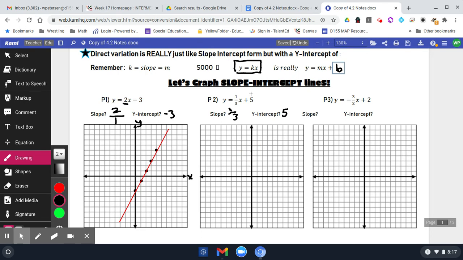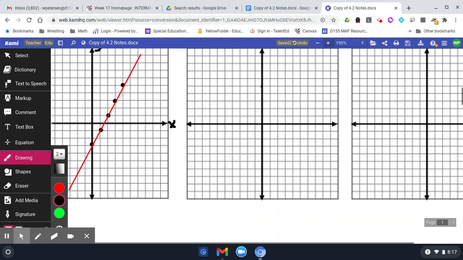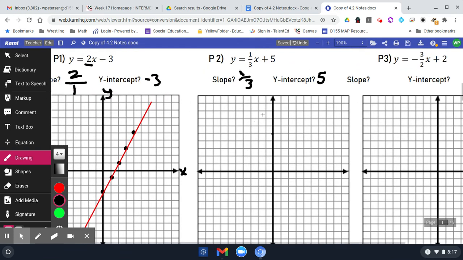And I can zoom in a little bit closer for you guys. I'm going to start at the 5. I'll make this a little bigger. And now I'm going up 1. Always rise first. Rise 1 over 3. So rise 1 over 3. 1, 2, 3. Rise 1 over 3. 1, 2, 3. Rise 1 over 3.